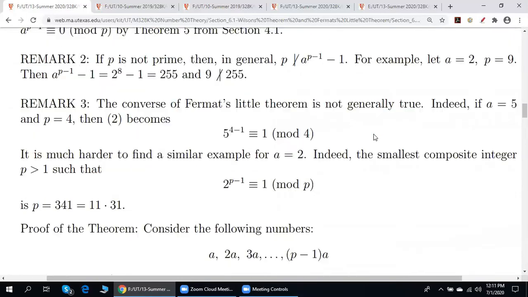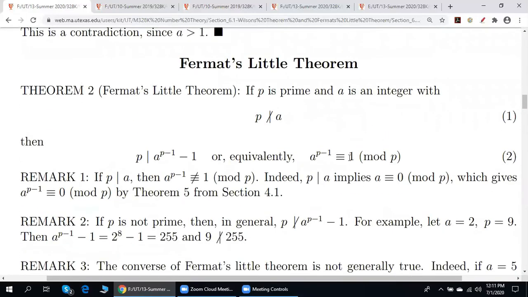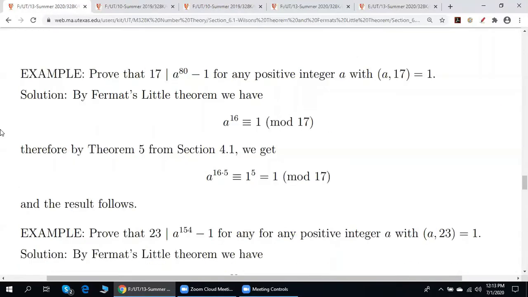However, in Fermat's little theorem, we say that P does not divide A, which means P and A are relatively prime, because P is a prime number. Next.